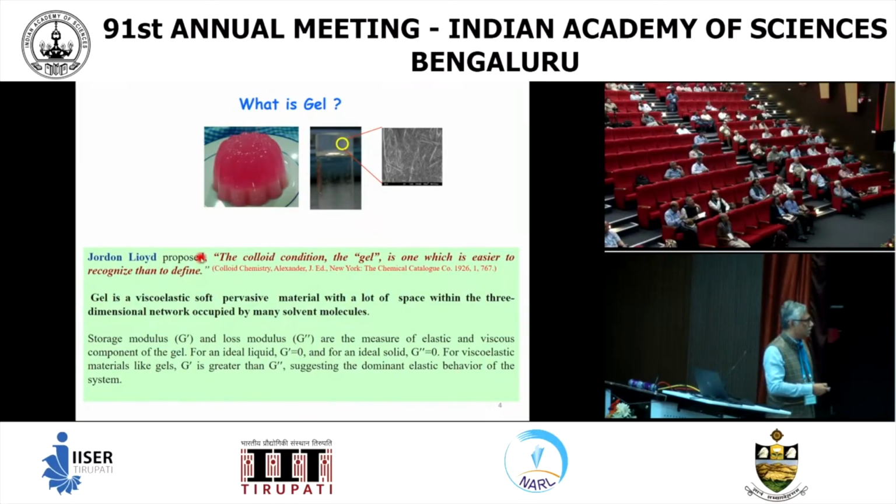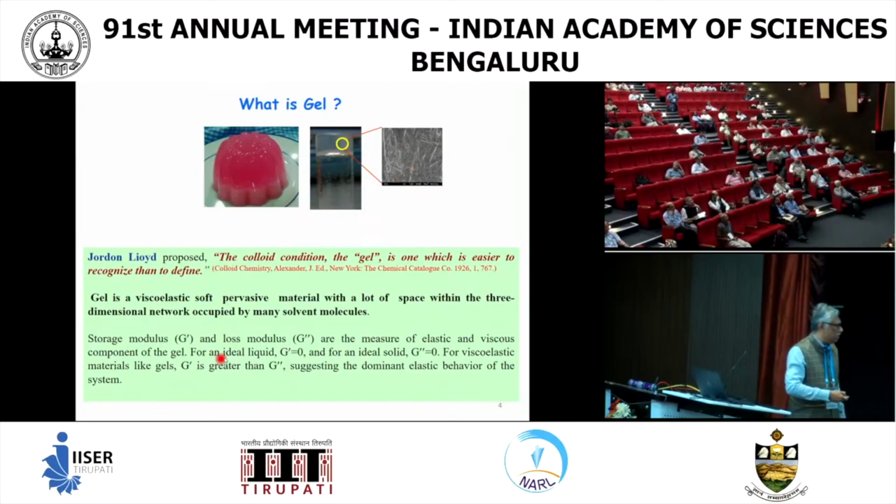What is a gel? A gel is easier to recognize than to define. This is an electron micrograph of a gel. If you look at it, it forms mesh structures, nanomesh structures, and there are a lot of interstitial spaces in between, and these are occupied by the solvent. If it is water, it forms hydrogels. If it is hydrocarbons or any organic materials, they form organogels. If it is air, they form aerogels. If it is ionic liquid, they form ionogels.